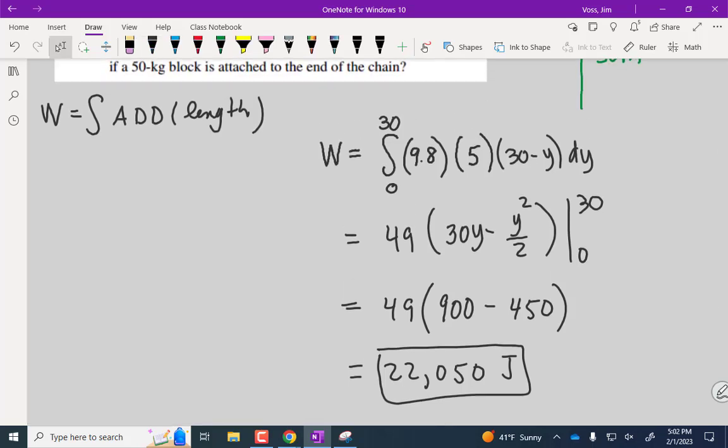All right, you ready for a mystery? No? A 50 kilogram block attaches to the. Do I have an option? Oh, we're not done with this one. Yeah. Okay, we'll do the mystery next.